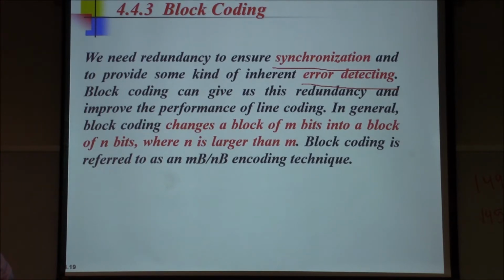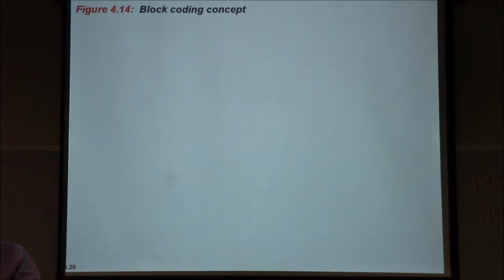And what is block coding? Block coding is a very simple technique. It changes a block of m bits into a block of n bits, where n is larger than m. So if we have 5 bits, we change them to 6 bits. If we have 6 bits, we change them using block coding to 7 bits, replacing a smaller number of bits with a higher number of bits. We don't like that, because that will decrease the data rate for our data. But sometimes we have to do that in order to achieve synchronization and error detection.